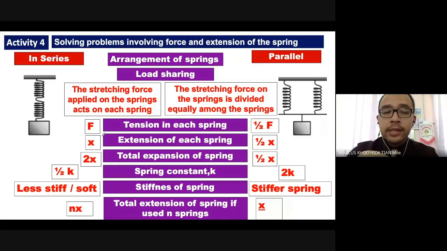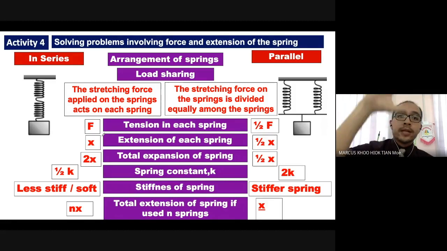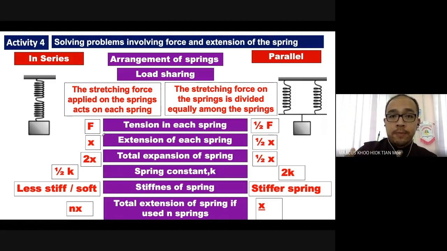In series, the extension is a lot more, sebab in series, setiap satu spring akan mengalami the extension. Tetapi parallel lah is seperti berat sama dipikul, ringan sama dijinjing. Okay, so every spring akan mengambil bahagian dalam one extension. In series every spring akan one extension. Tetapi parallel, every spring bahagi one extension.